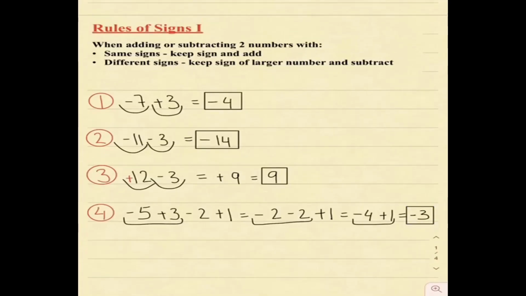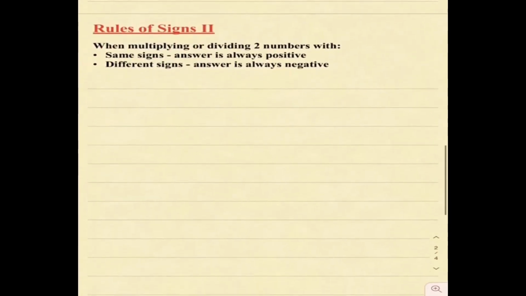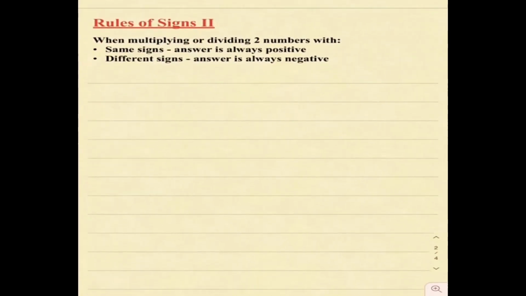So now you guys know how to add and subtract numbers with same signs and different signs. How about when we multiply and divide numbers with same signs and different signs? How do we do that? I have the rules right here. When we multiply or divide numbers with the same sign, the answer is always positive. When we multiply or divide numbers with different signs, the answer is always negative.